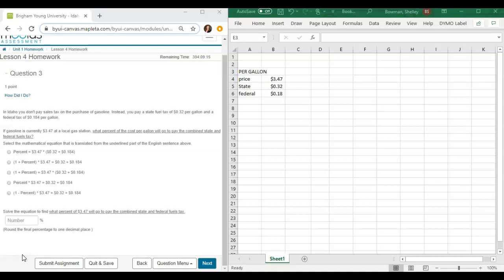So the first thing I want to do is break this sentence apart. What percent? Now we don't know what that is, so we're going to use a variable, or in this case, the word percent. Of, remember, translated means multiply. So we're going to take percent and multiply it to the cost per gallon, which was given to us as $3.47. So we're going to take percent times 3.47.